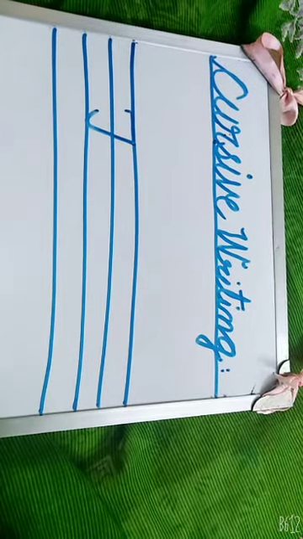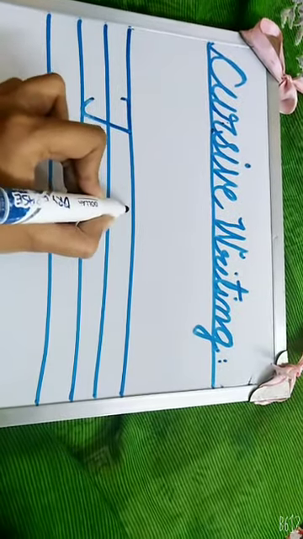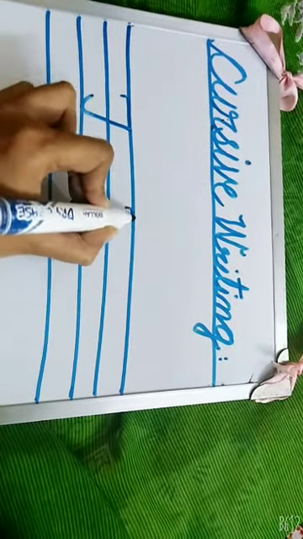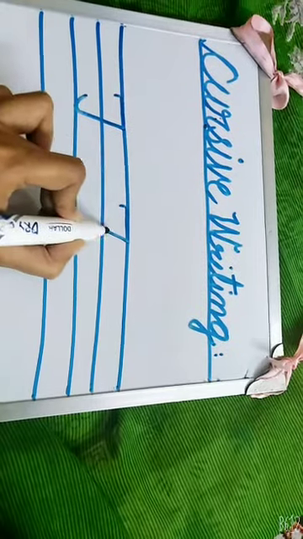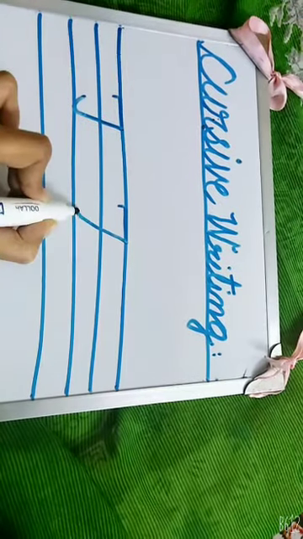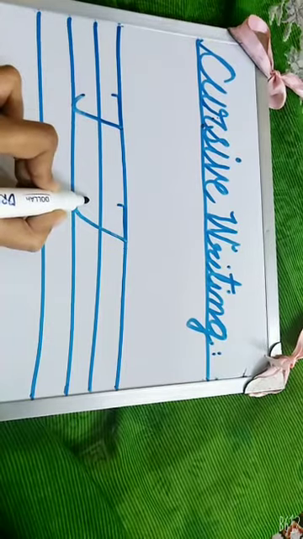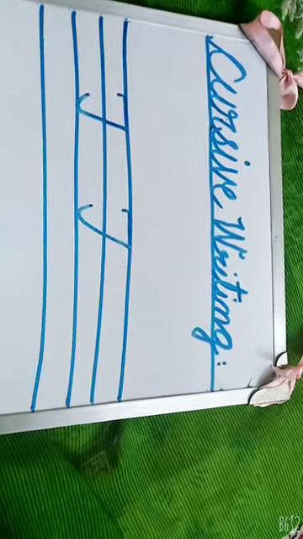Once again, I am writing uppercase character T. Bring your marker near to the first line, move upward and draw the line on first line, slide diagonally on third line and move your marker upward diagonally like this. Here is uppercase character T.